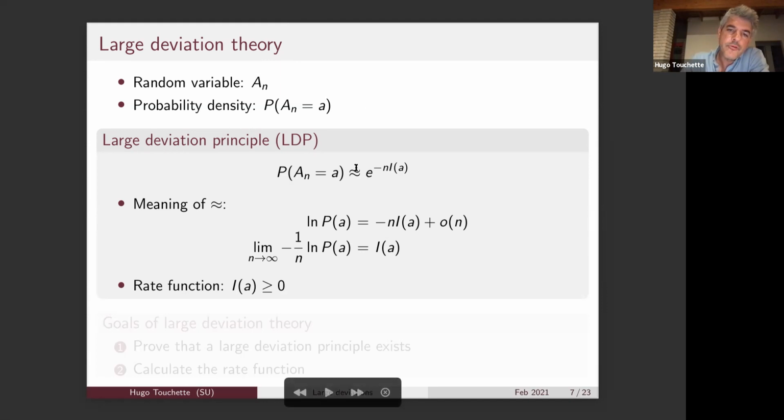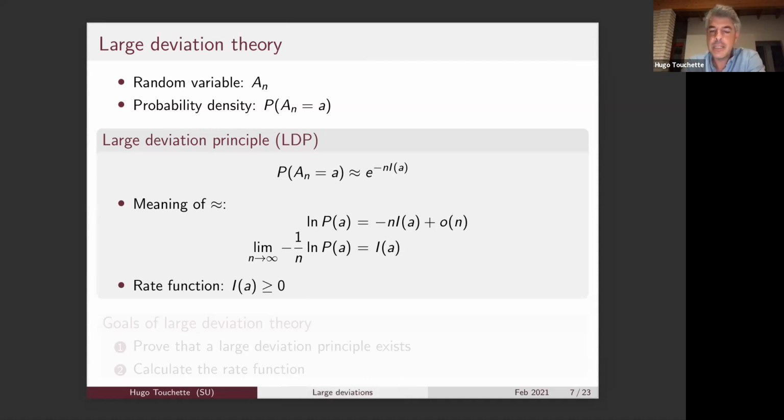So here, I'm just writing as a physicist that the probability is approximately exponential, to mean that the dominant part of the distribution is this decaying exponential with that parameter n. Now, what this means mathematically is that if you take the log, then the dominant part is the linear scaling with n, and any corrections will be sub-n, so smaller than n. So if you take a limit where you divide by n, then what you recover is the dominant part, which will be the rate function.